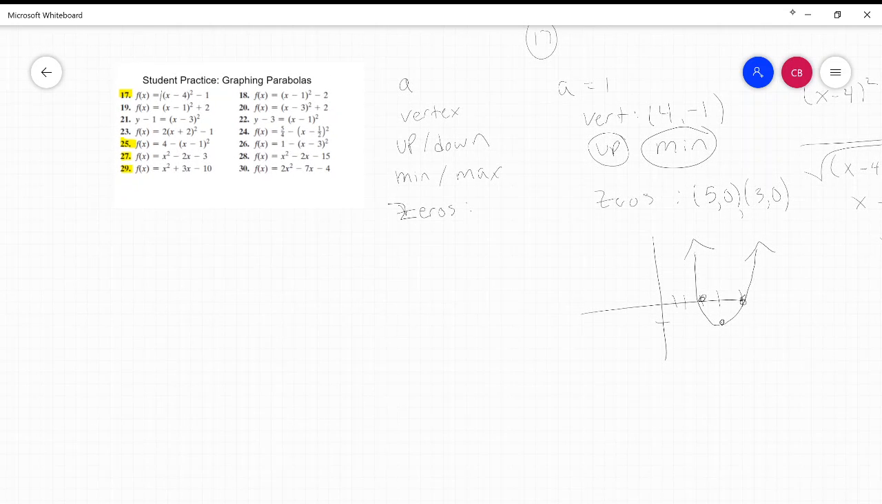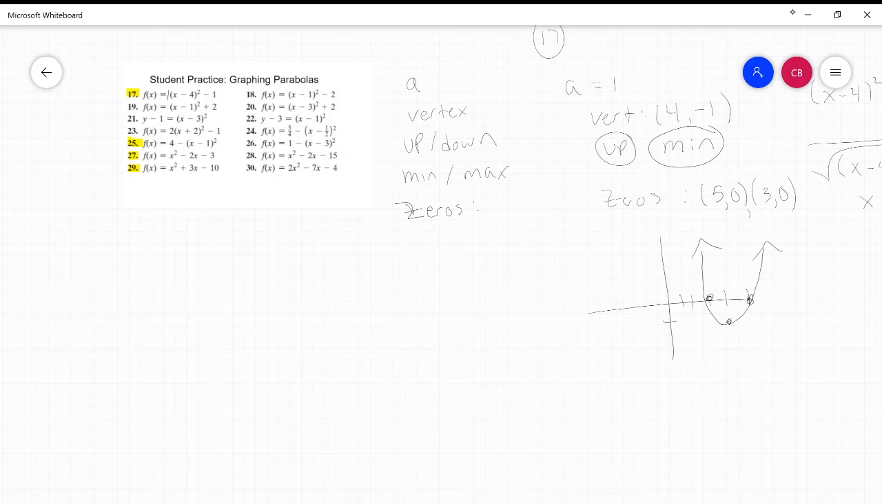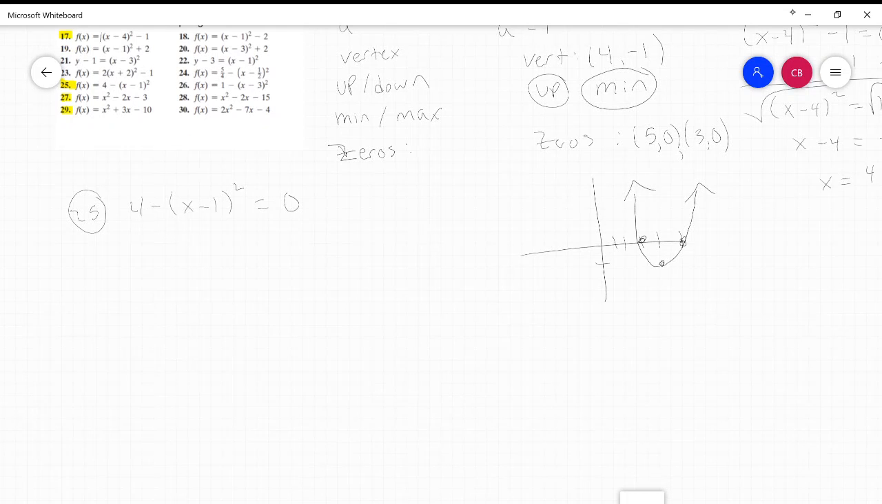Let's do the next one. Let's do 25. 4 minus x minus 1 squared equals 0, y. Alright, I'm just going to leave that alone. We're going to use that later anyway. So let's figure out a in this case. So for this problem, a is going to be -1. This is the -1 because it's in front of the x squared.